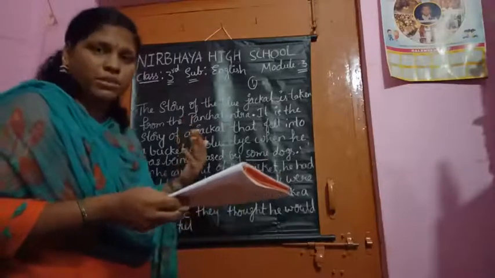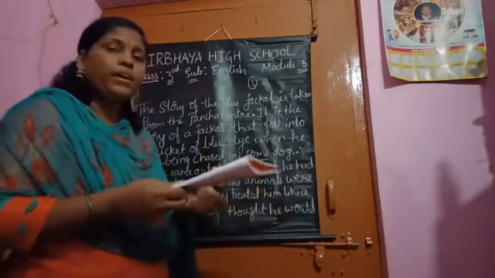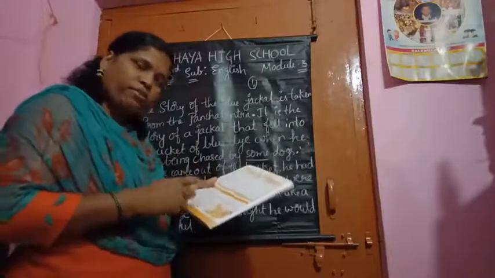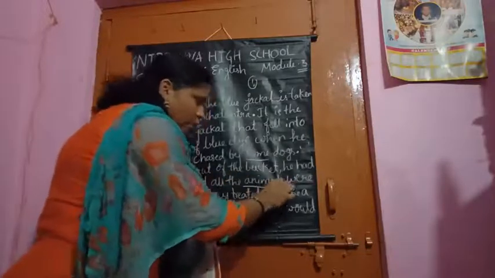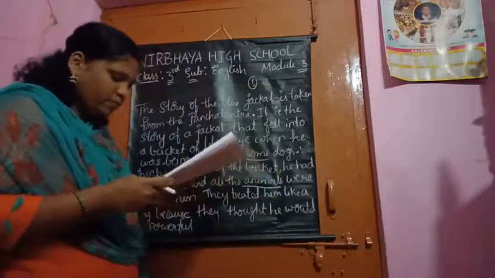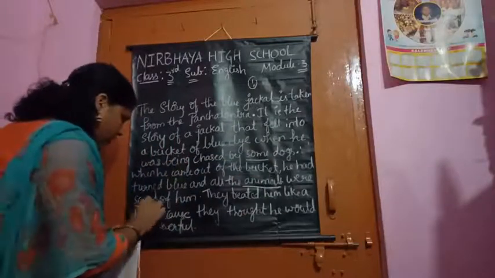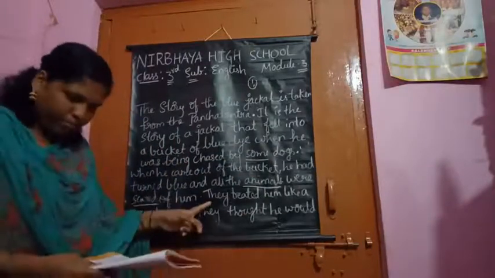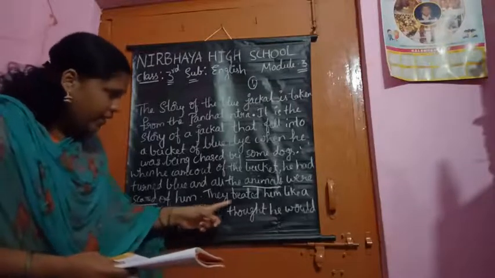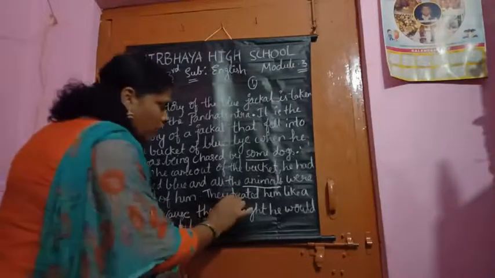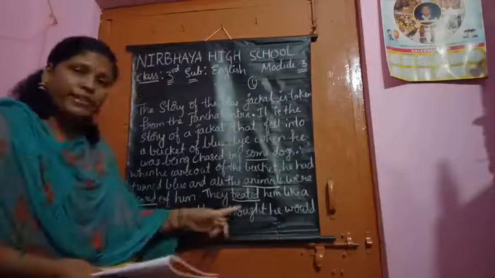All the animals, the plural form should be there. But here in your paragraph it is written in the singular form. We should write in the plural form. Animals were scared. The spelling of scared is wrong. I have written the correct spelling of scared here. Scared of him. See here, they treated. The spelling of treated is also wrong. I have written the correct spelling.